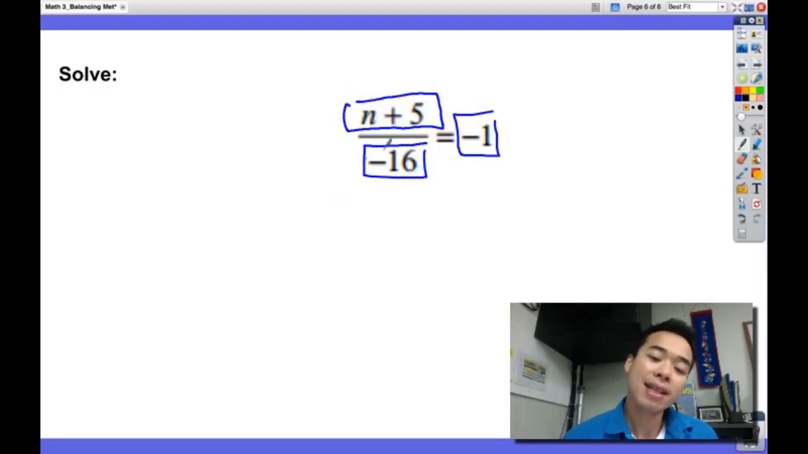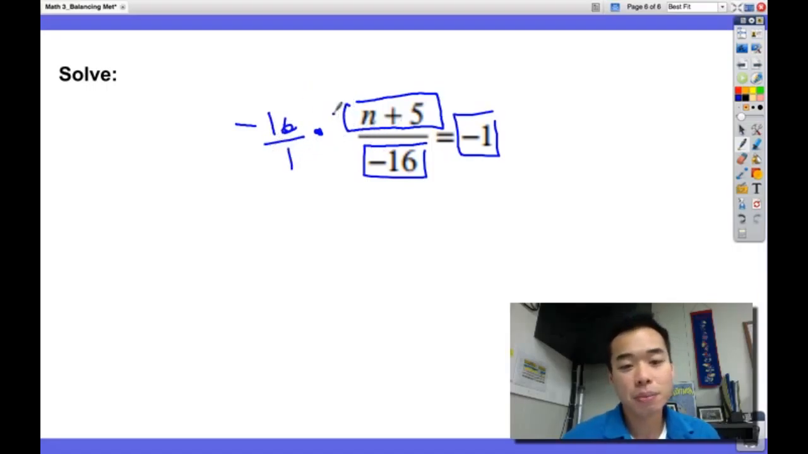So what I need to do is get rid of this dividing by 16. What is the inverse of dividing by 16? It's multiplying by negative 16 over 1. Because this is a fraction, I need to pretend there's a 1 right here. So it's negative 1/16. The opposite of that would be negative 16 over 1. Why? Because I'm going to cross multiply, and what I know is these become 1, and all that's left is n plus 5.